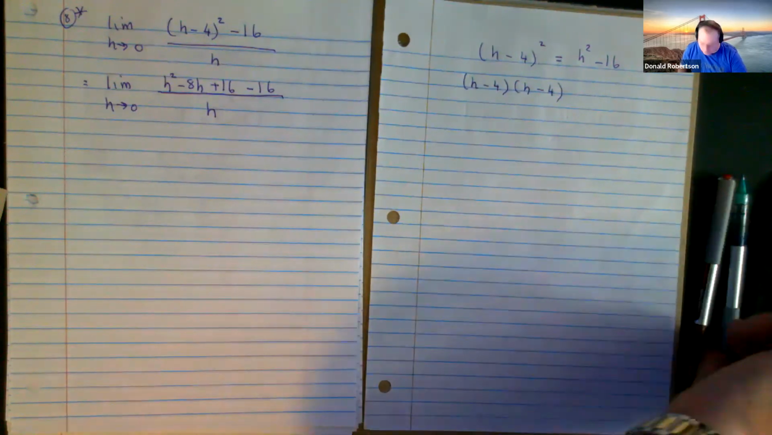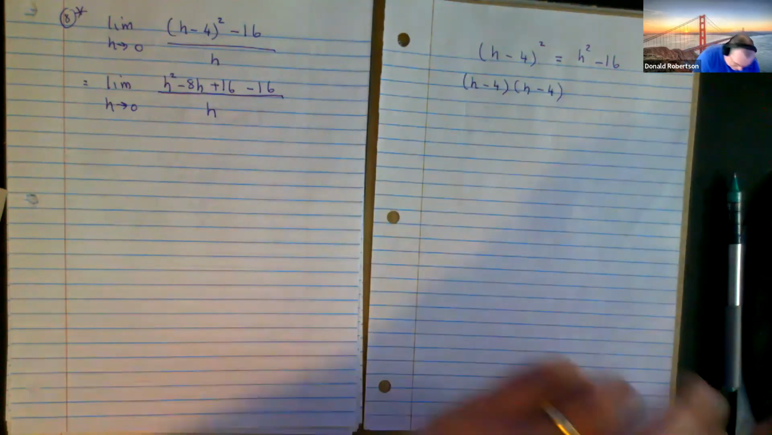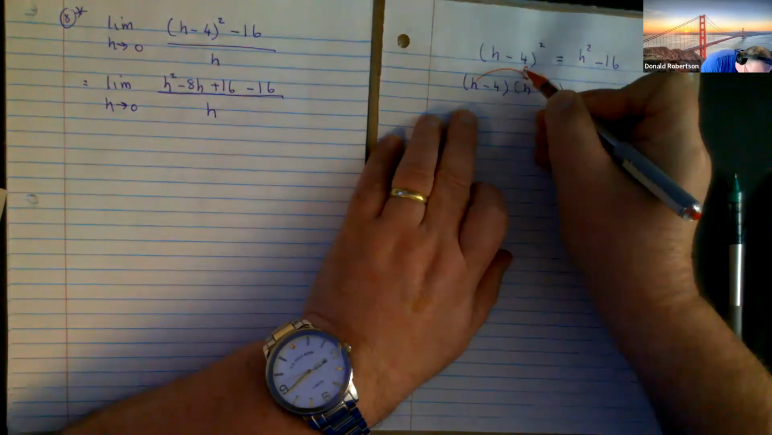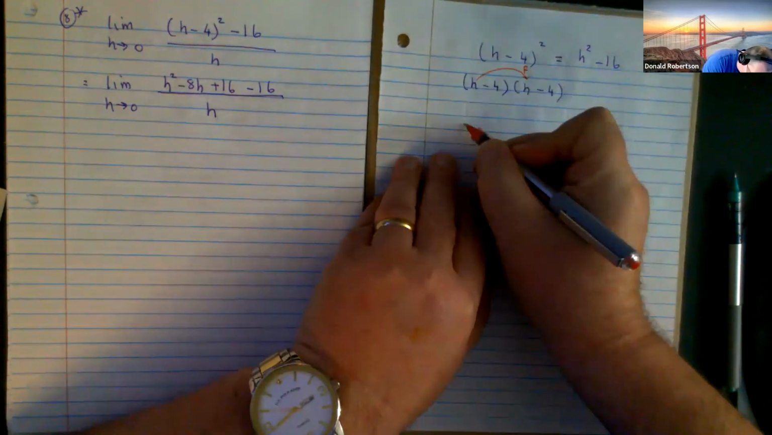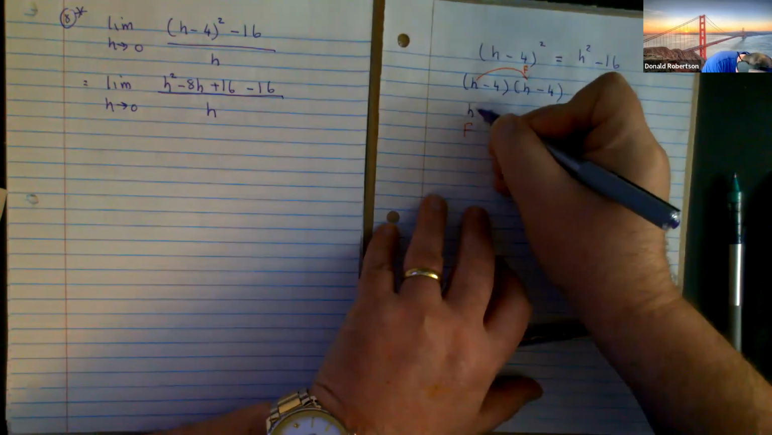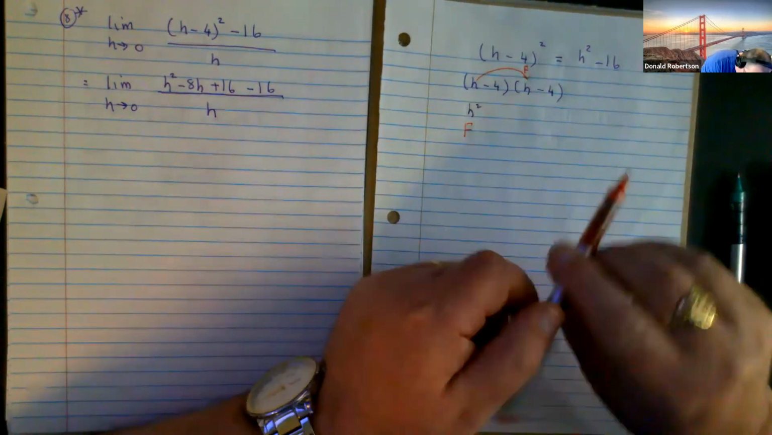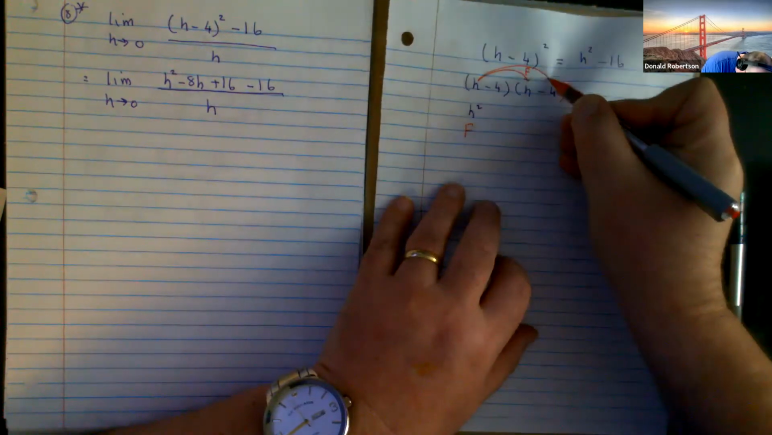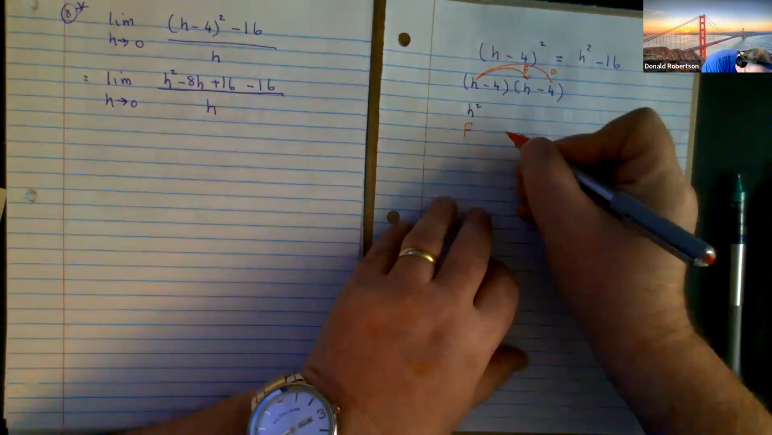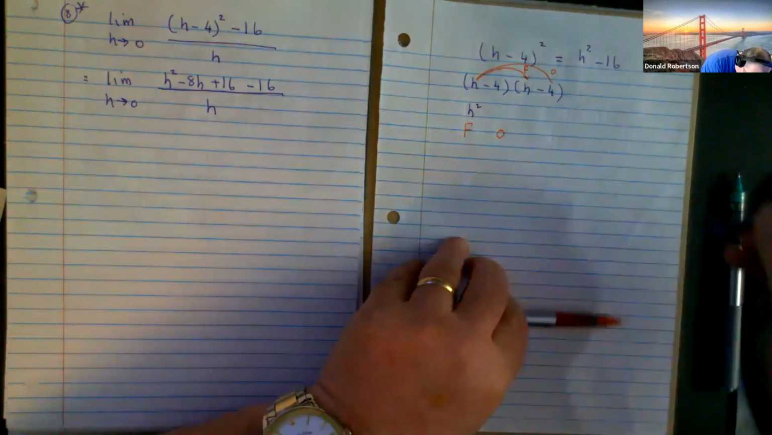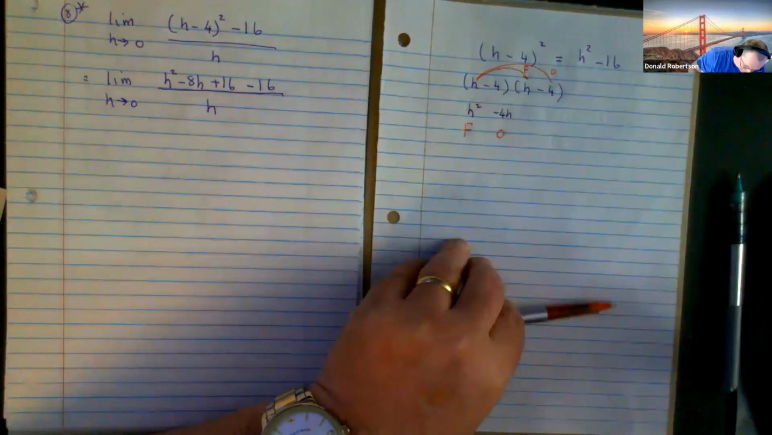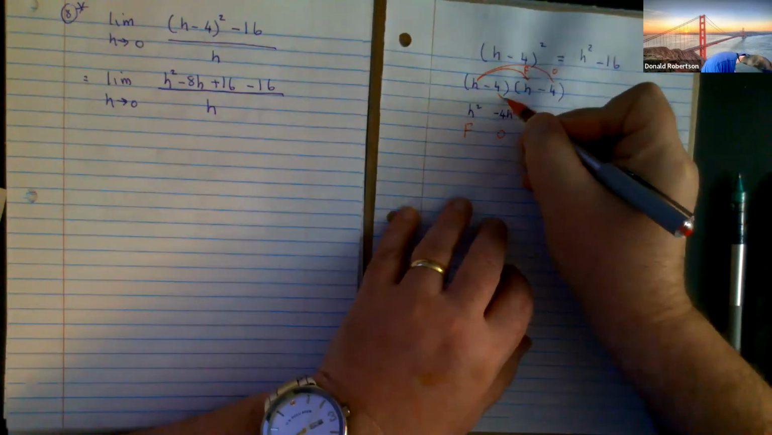Right? It's h minus 4 times itself. And according to FOIL, you go the first 2, the ones that make up the F, and it's h times h, so that's h squared. And then the outside one is these 2, and that's h times negative 4, so that's the O of FOIL. And h times negative 4 is negative 4h. And then you do the inside one, which is these 2.